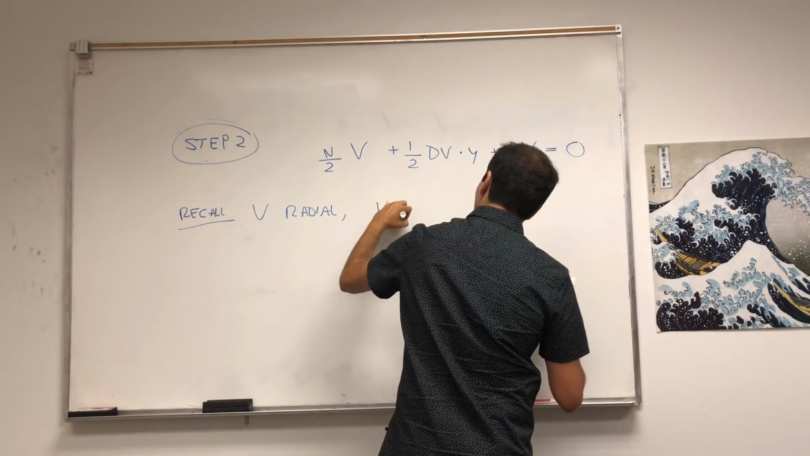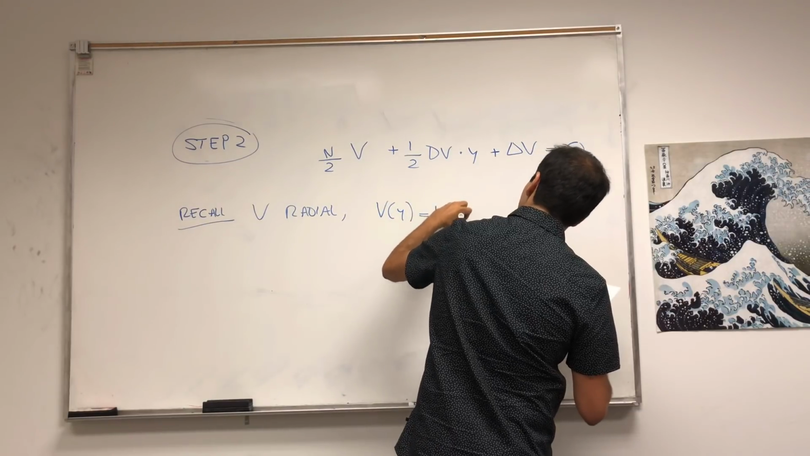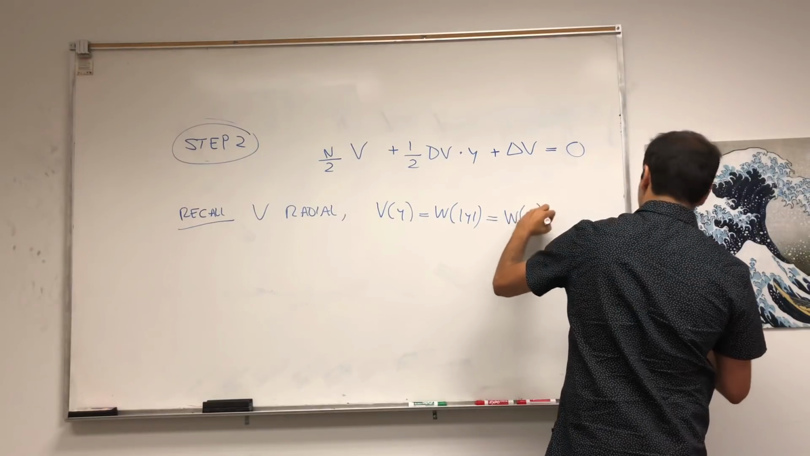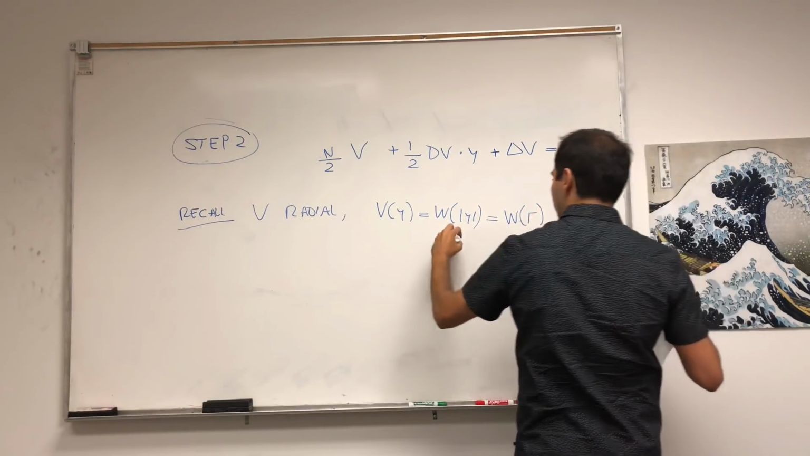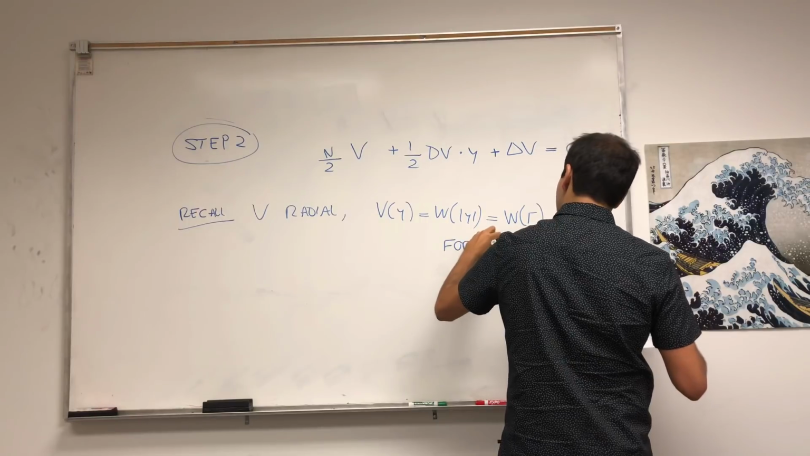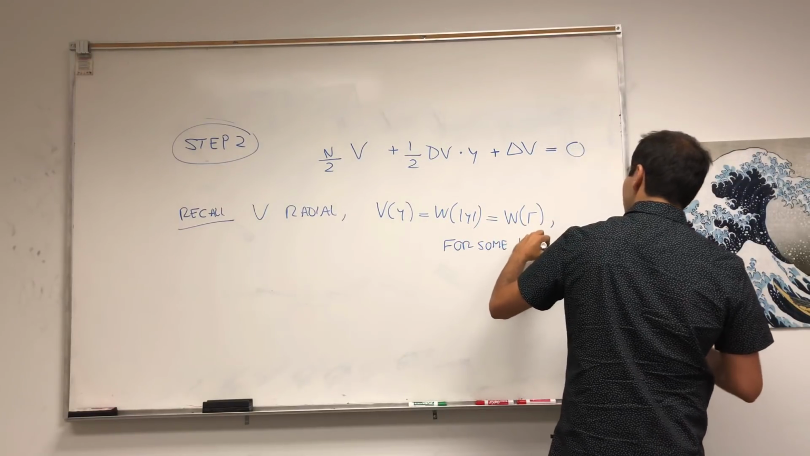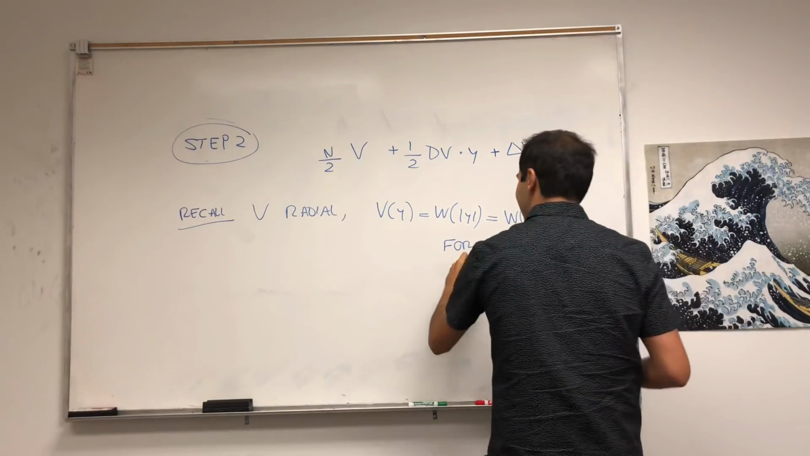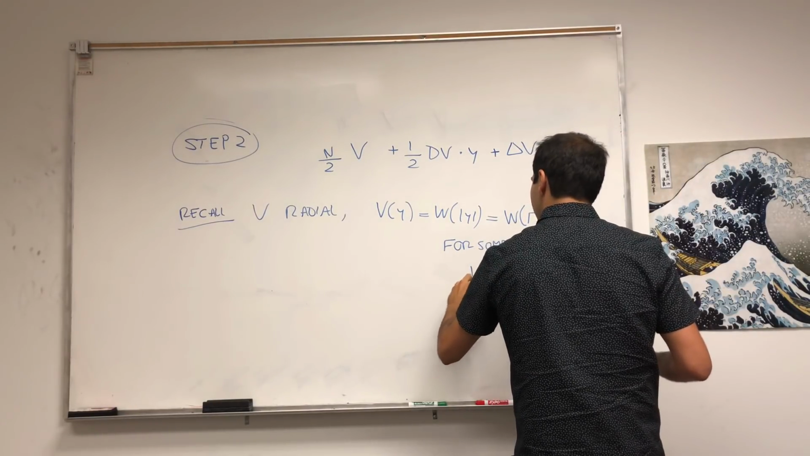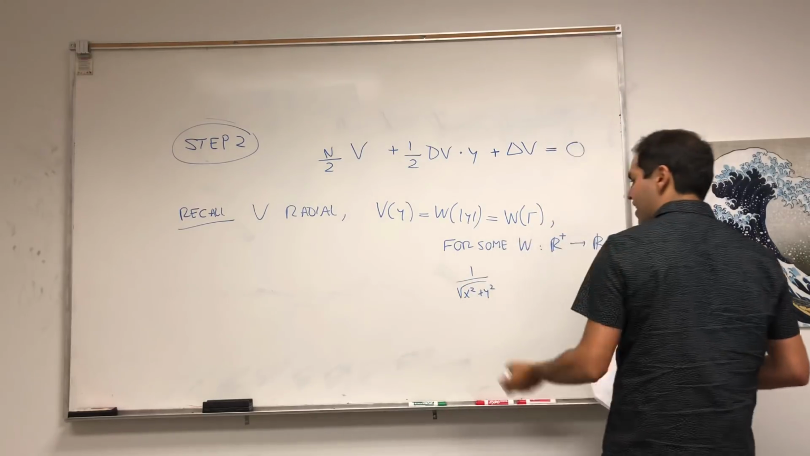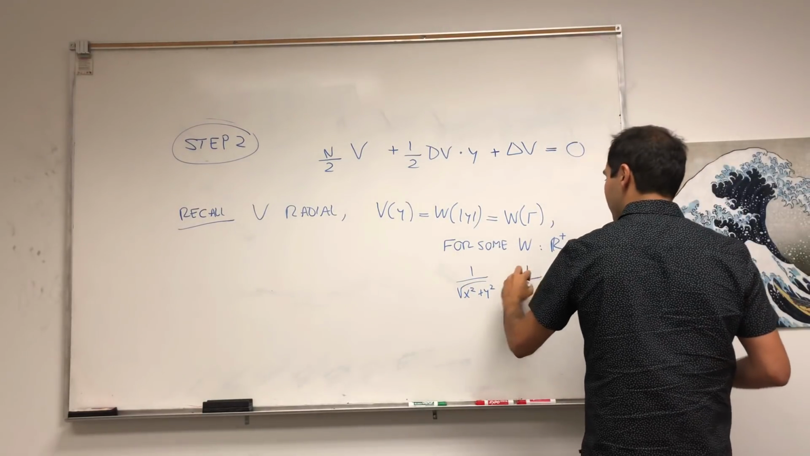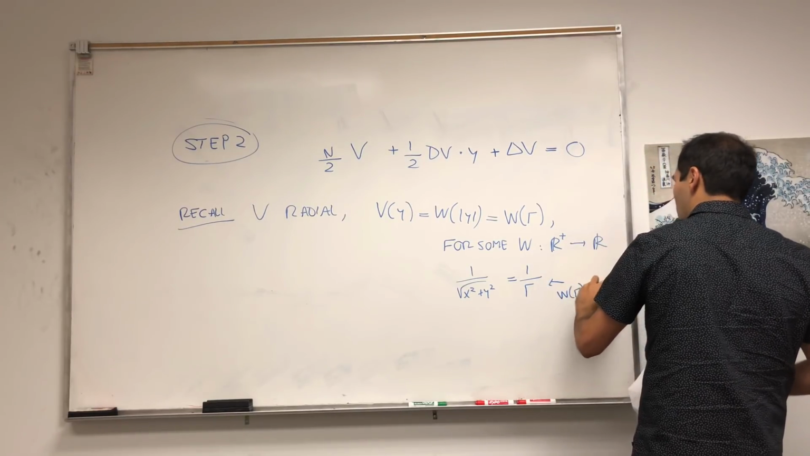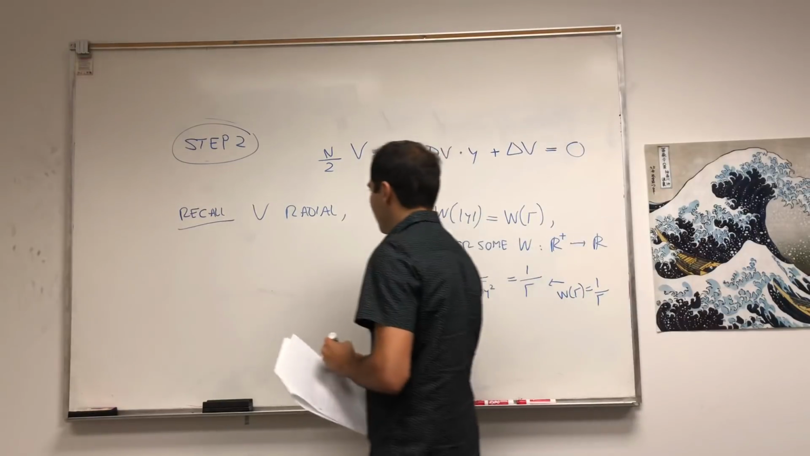That means v of y is some function of the length of y, and the length of y, let's just call it r, for some function w going from R plus to R. For example, just to illustrate, let's say you had the function 1 over square root of x squared plus y squared, that is 1 over r, so if you want, w of r is 1 over r. Okay.